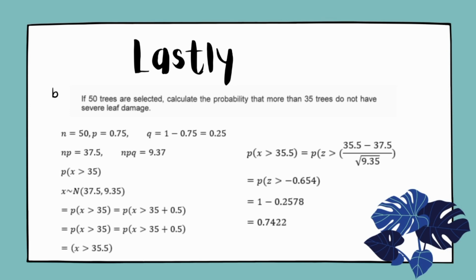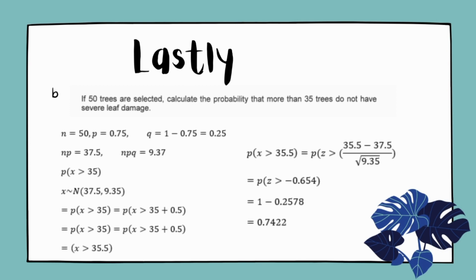For nP, we get 37.5 after we multiply n with P. For nPQ, we get 9.37 after we multiply n with P and with Q. So in the question, they said that more than 35 trees do not have severe leaf damage. So our x is more than 35. And n P is 37.5, and 9.375 we get from nPQ.